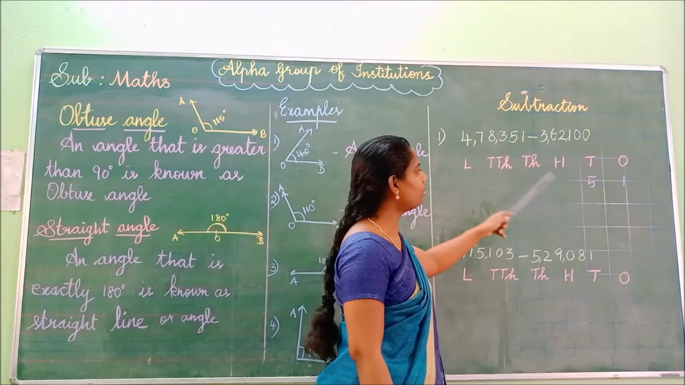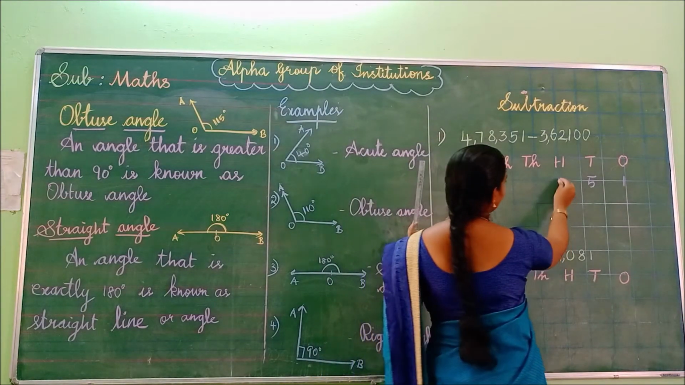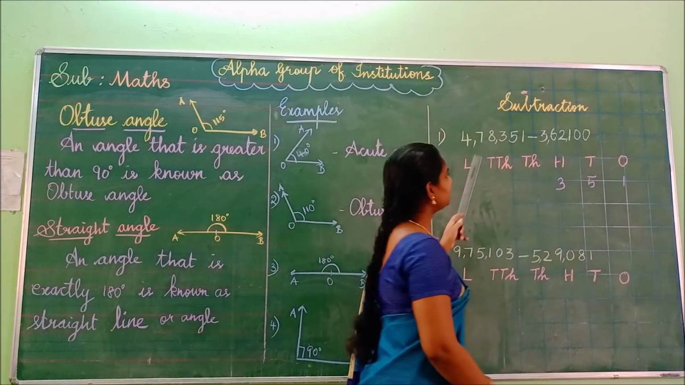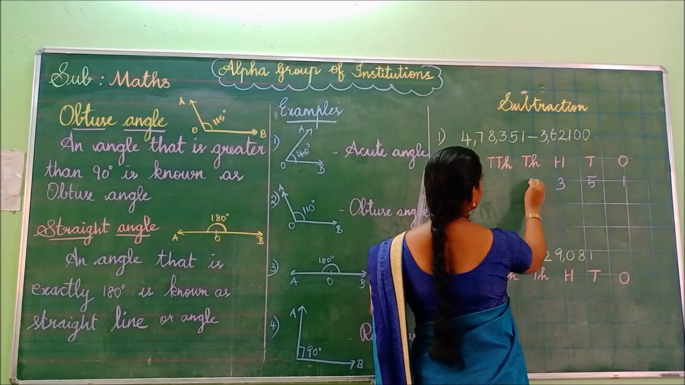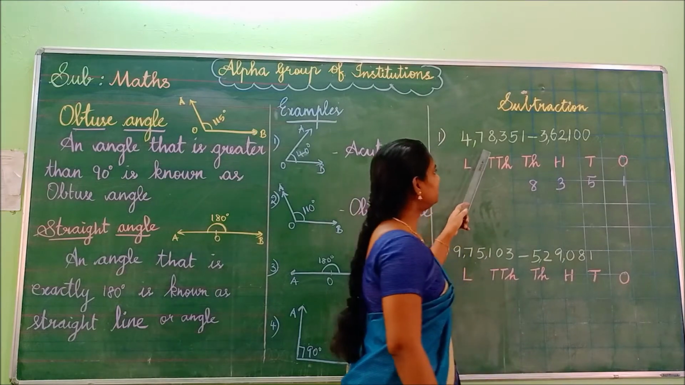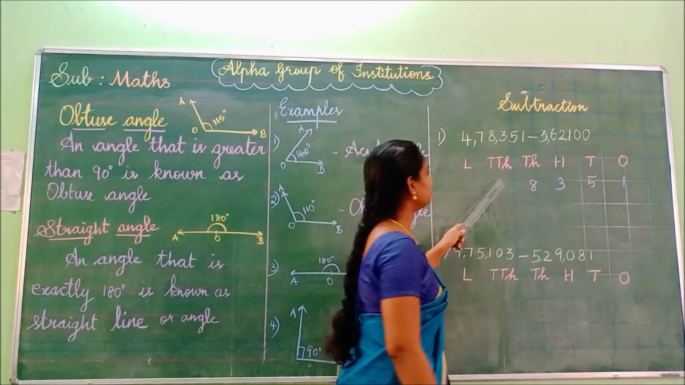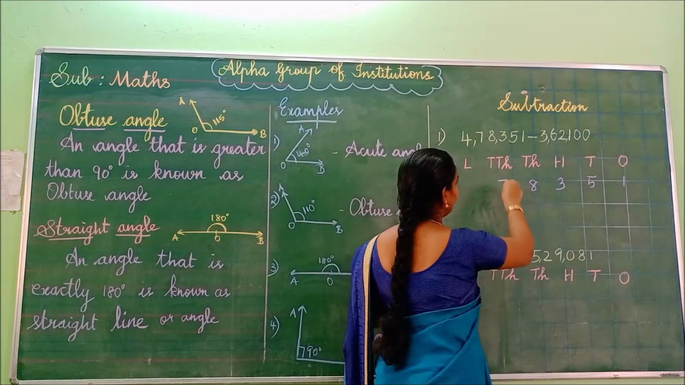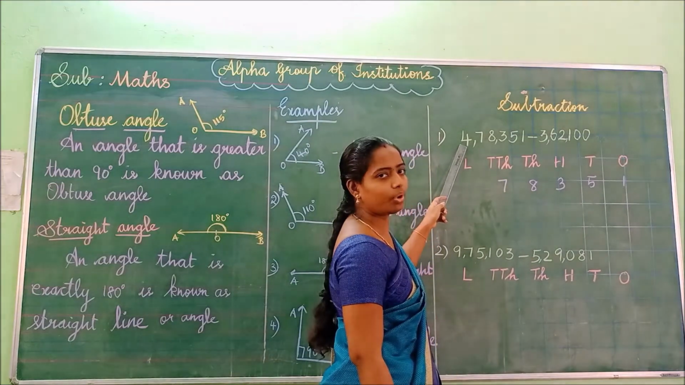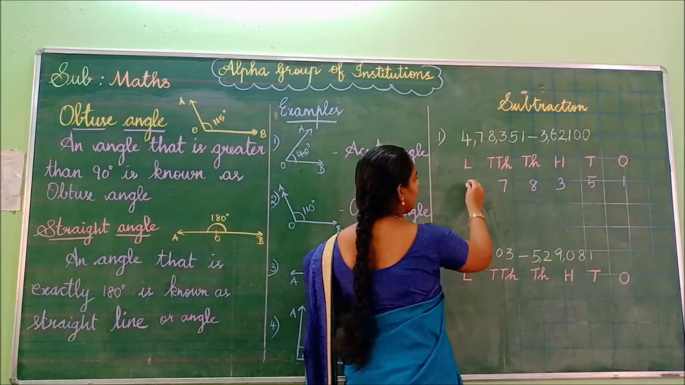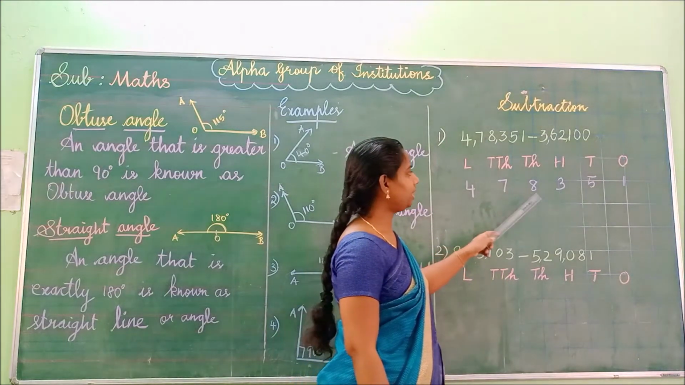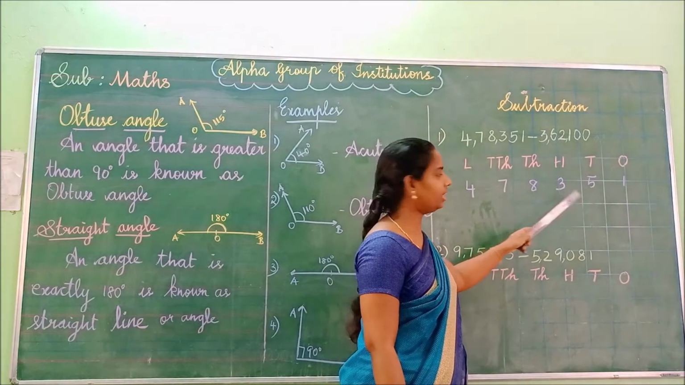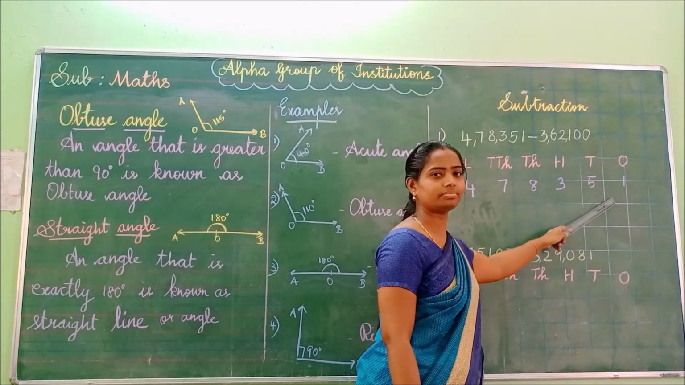And then 3 we have to place in the hundreds place. Okay, and the next is 8, we have to place in the thousands place. And next 7, we have to place in the 10,000 place. And then 4 we have to place in the lakhs place. Okay, see, 4 lakh 78,351.